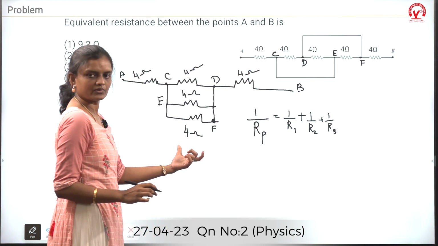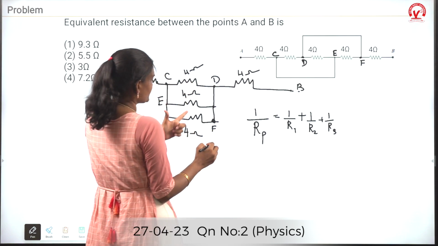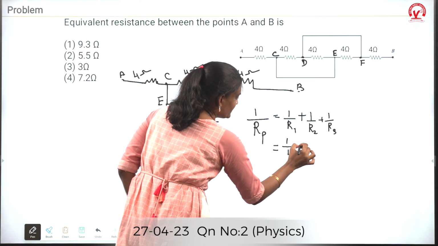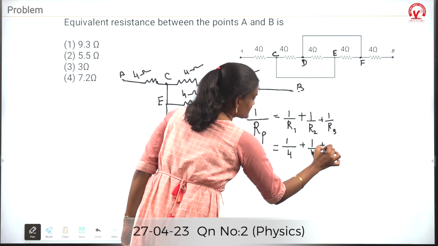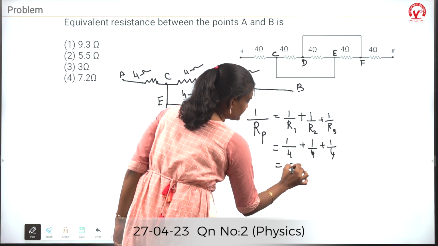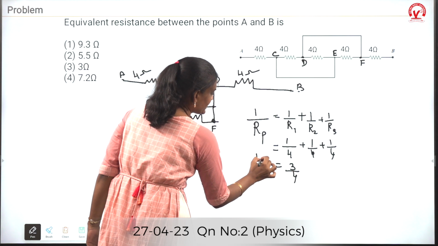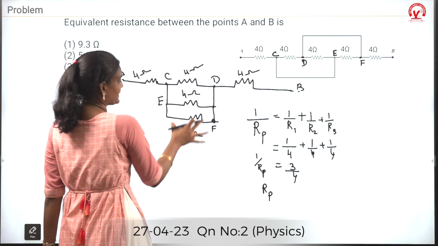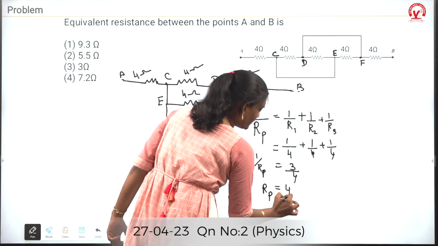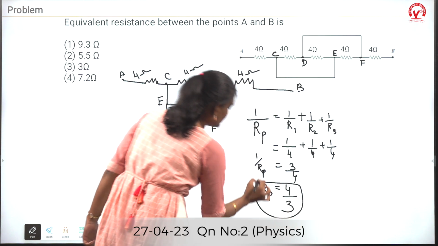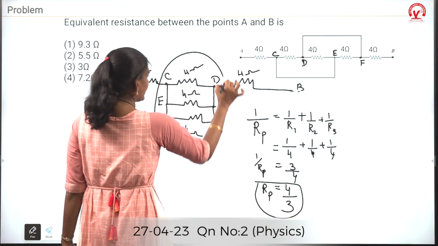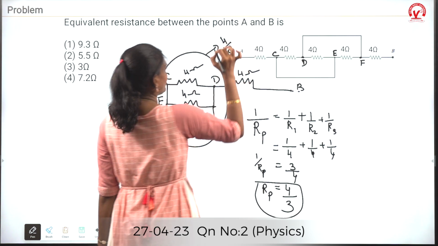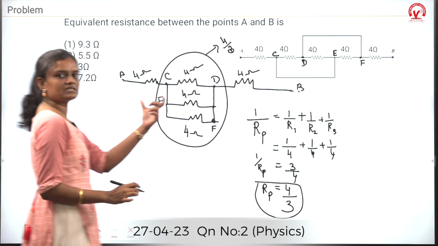Now this is a parallel circuit. This is R1, R2, R3. This can be written as 1/4 plus 1/4 plus 1/4, which is 3/4. So 1/Rp is 3/4, and Rp, the resistance in parallel, is equal to 4/3. So this whole part of the circuit has the value 4/3.